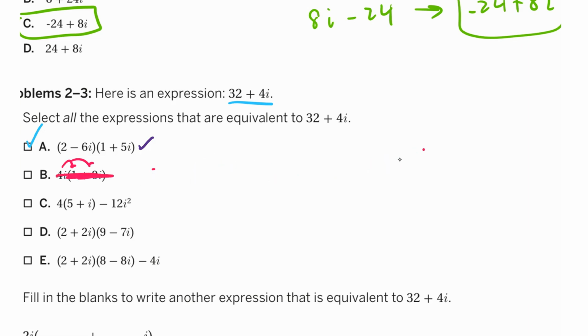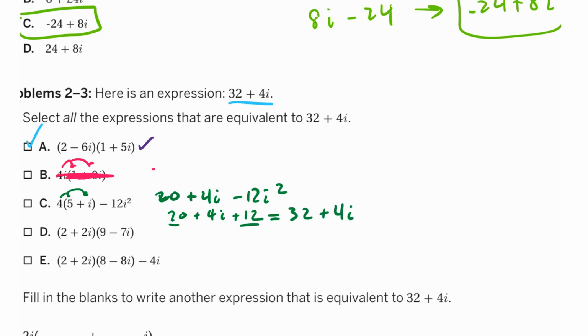For C, there's a couple of steps. First, I'm going to distribute this 4 in to get 20 plus 4i minus 12i squared. The 12i squared becomes just 20 plus 4i minus a -12, which is the same thing as adding 12. Combining like terms, 20 plus 12 is 32. So I would say that C is also equivalent.